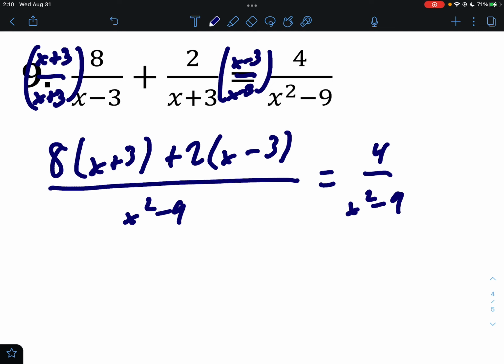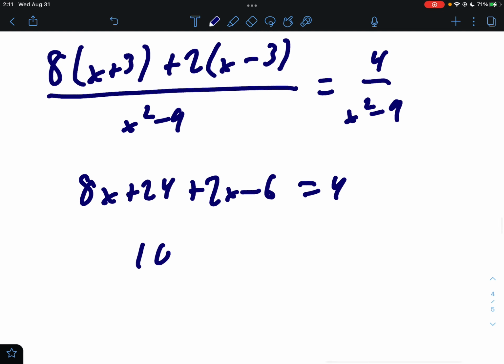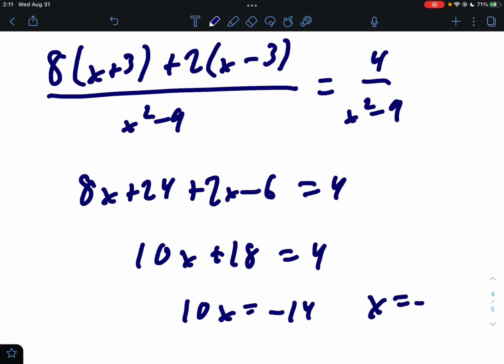Multiply through by the denominator and it's gone, and we're left with 8x plus 24 plus 2x minus 6 equals 4. So then solving, we get x is negative 1.4, or 14 over 10, or 7 over 5.